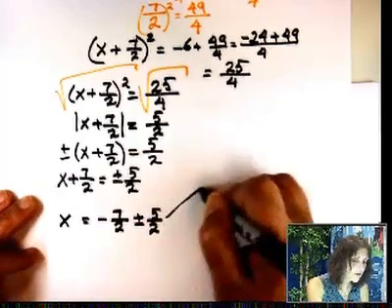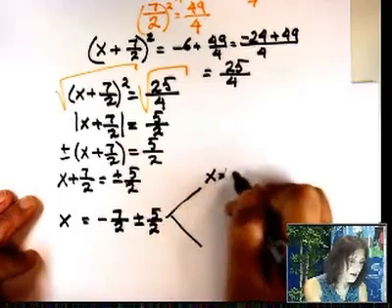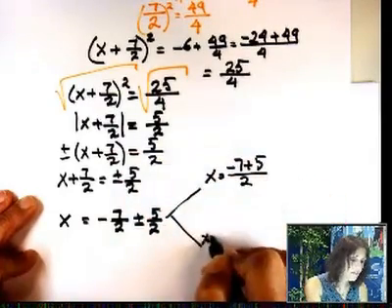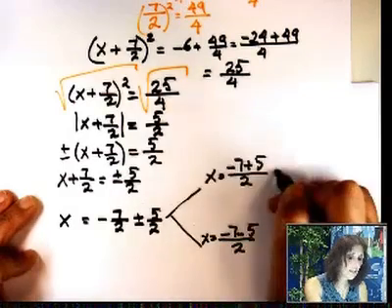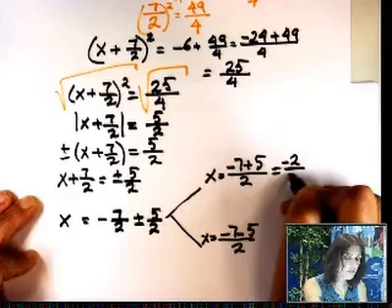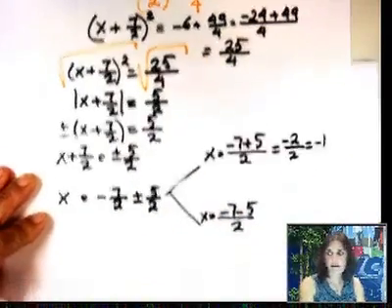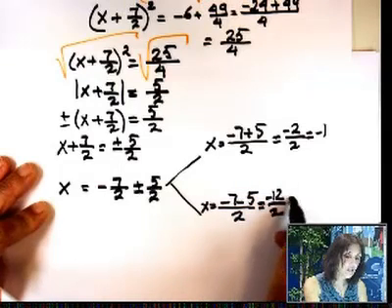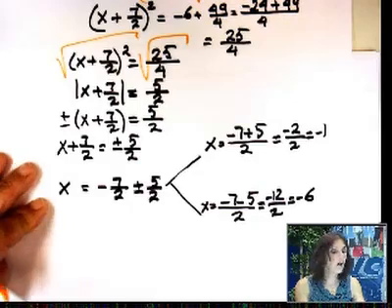You have two parts. Negative 7 plus 5 over 2, and negative 7 minus 5 over 2. This one will give me negative 2 over 2, which is negative 1. This one is going to give me negative 12 over 2, which is negative 6. Very good.